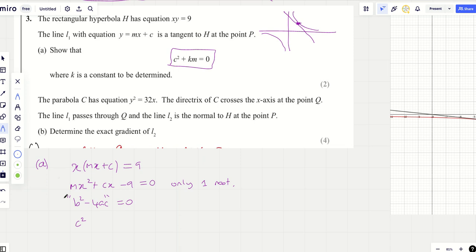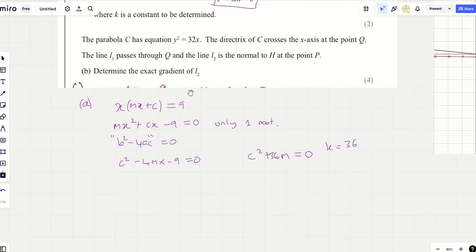So c squared minus 4m times minus 9 equals 0. And so you get c squared plus 36m is 0, and therefore k is equal to 36. Yeah, and I think that's nice and that's fine. It's not too unusual in part of the question.